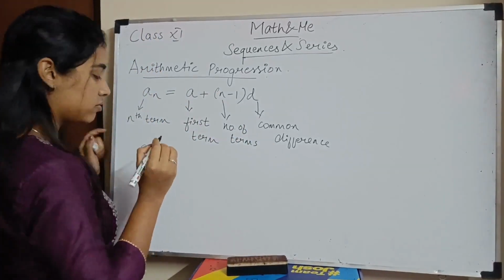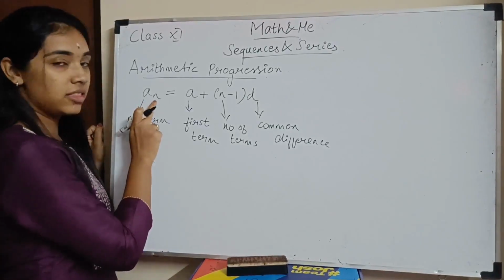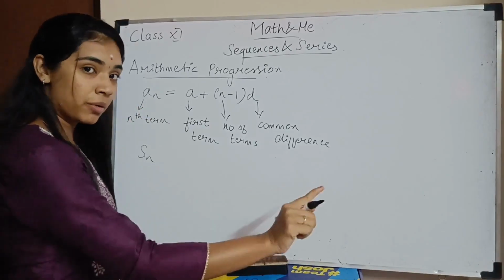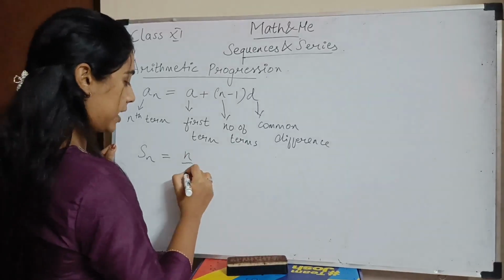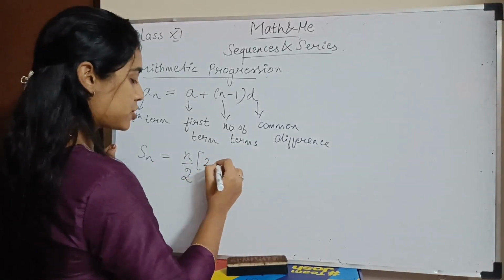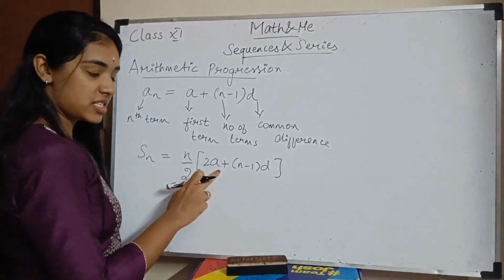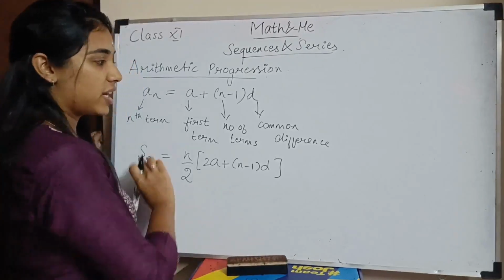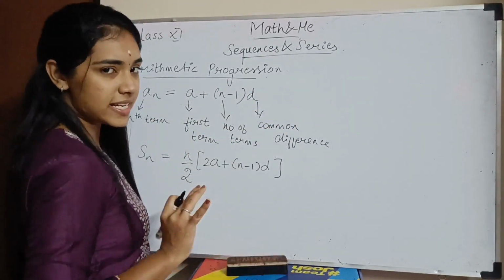What is Sn? It is the sum of n terms. This is the nth term, one term. It is the sum of n terms. It can be any number of terms. Okay? So what is the formula? n divided by 2 times 2a plus n minus 1 into d. Where a is the first term, n is the number of terms, d is the common difference. Okay? This you have already learned in your 10th standard. Now, let us solve some examples and exercise questions.